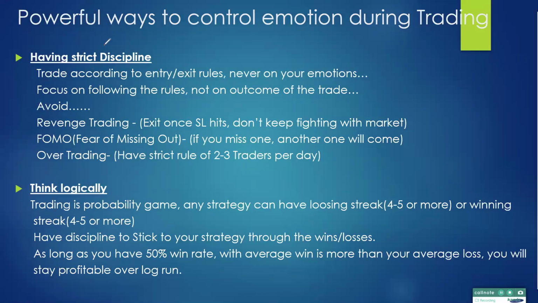So these are some powerful ways, some very strict discipline you have to follow to become successful. Have strict discipline. Trade according to entry and exit rules, never on your emotions. Again, I'll give you yesterday's example. I said for event days I don't have any system, so if the market moves based on news, I will not trade, even though it looks like the market is going up and I could make money. That is following your entry and exit rules, trading based on the system, never on emotion.